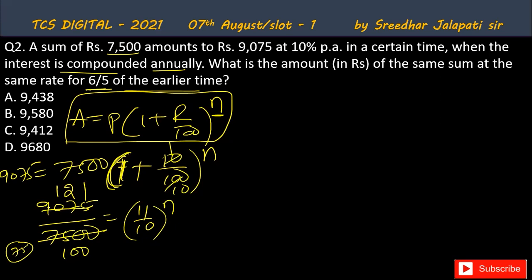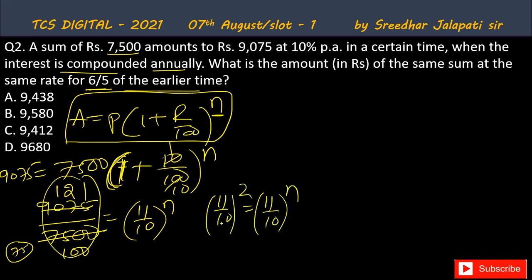So we got 121 by 100, and this 121 by 100 can be written as 11 by 10 whole square, which is equal to 11 by 10 whole power n. As the bases are equal, we can equate the exponents. So n is 2. That means initially the time period is 2 years.